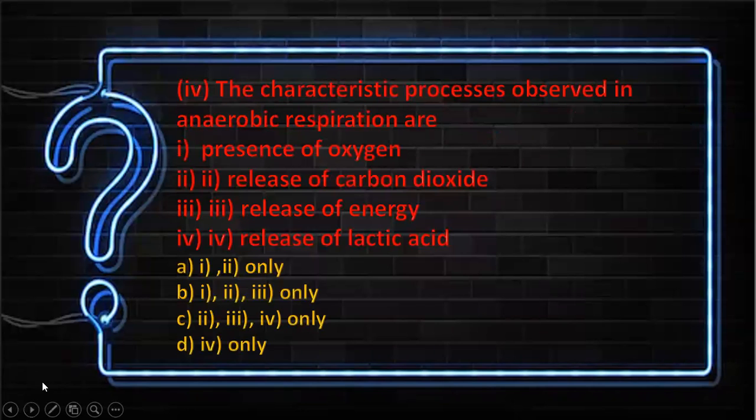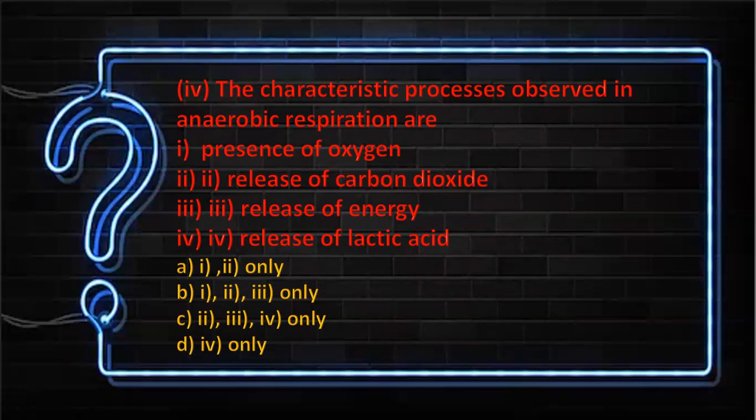So let's move on to the fourth part of this question, and we have one more part from the 17th question. The characteristic processes observed in anaerobic respiration are presence of oxygen, release of carbon dioxide, release of energy, and release of lactic acid. Which of these are correct? Four options are given. Which of the following statements given here is correct?